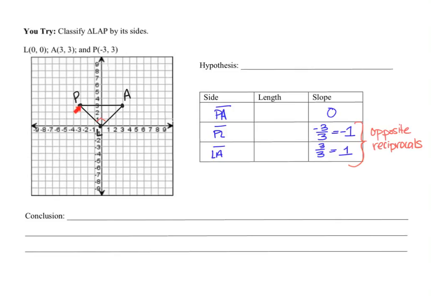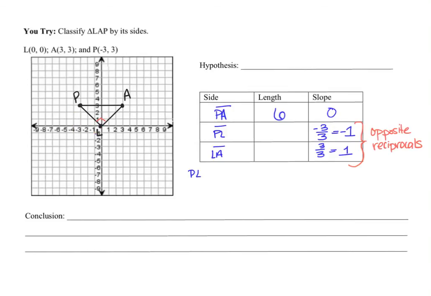We can find the length of PA by just counting the boxes. So 1, 2, 3, 4, 5, 6. So that one's pretty easy. We don't need to use the Pythagorean theorem for that. If we're trying to find the length of PL, remember we already know the lengths of the sides. It was 3 by 3.